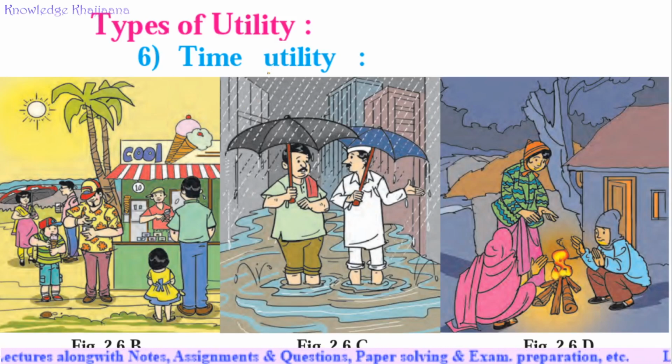This is the example shown in your book. This is the summer time, the sun is there, and we get cold drinks, ice creams, malai, coconut milk, coconut water. Umbrellas have utility in the rainy season. Woolen clothes and shawls have utility in the winter time. So when the time comes, those commodities give the utility. That's why it is called time utility.